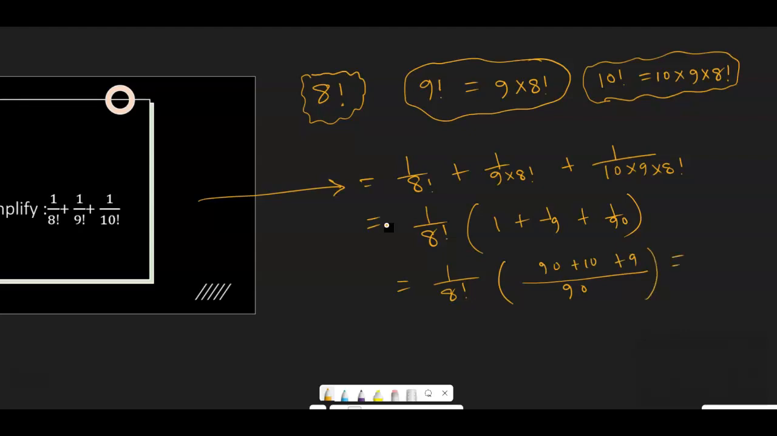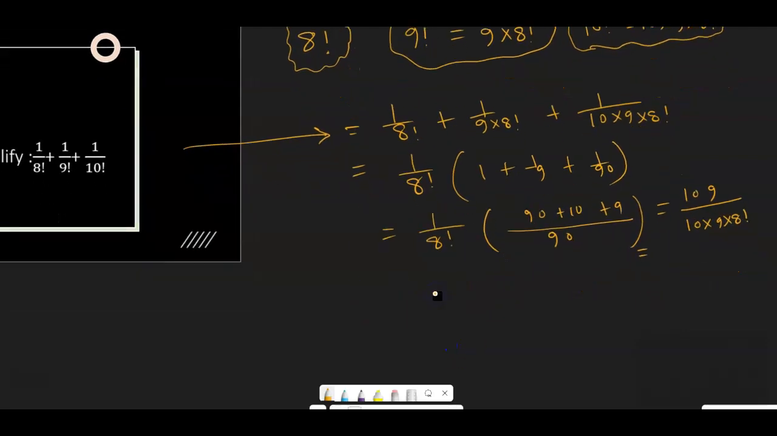So this is 109 by 90, we are writing 10 into 9 into factorial 8. So this is nothing but 109 by factorial 10.